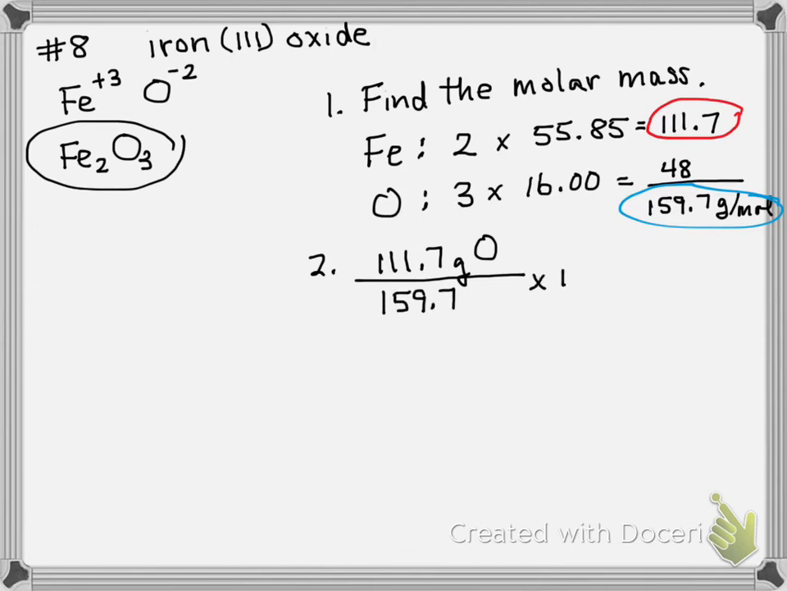And then we're going to divide that and multiply it by 100 to get our percent oxygen. So we're going to do 111.7 divided by 159.7 times 100. And we're going to get 69.94%. So 69.94% oxygen is in this particular compound.